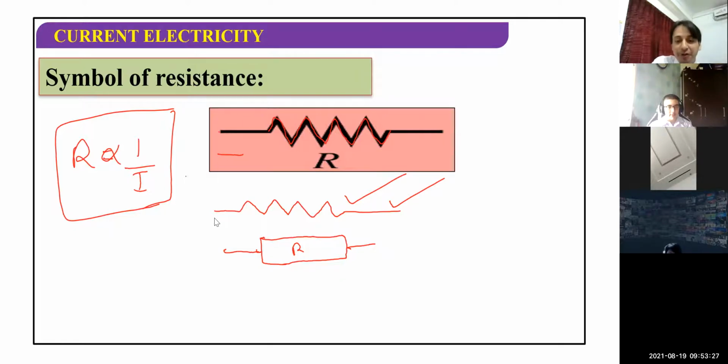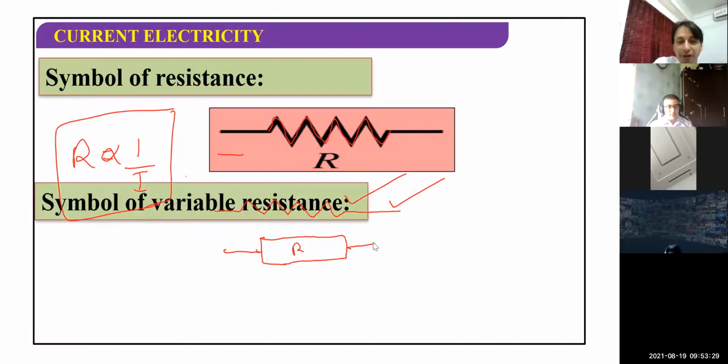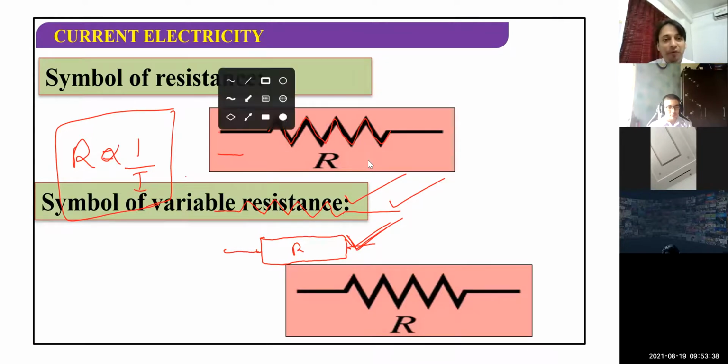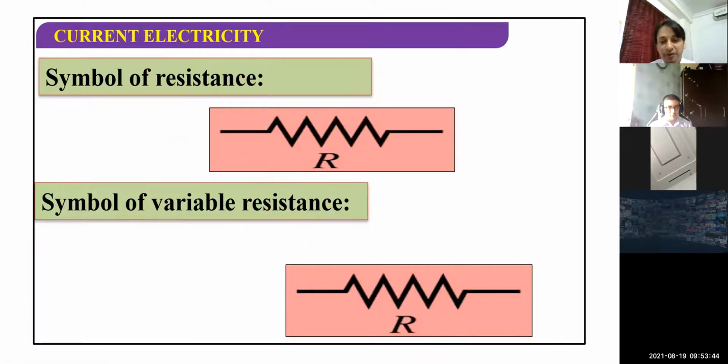So I suggest you children better focus on this symbol, the rectangular one. Whenever you need to draw the symbol, you have to use this. And we have one more type of resistance, called the variable resistor, children. What is the symbol for the variable resistor? These symbols are also important, children. There are so many symbols given in your textbook, so you can remember.